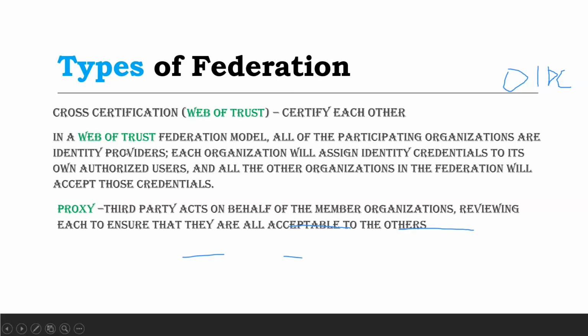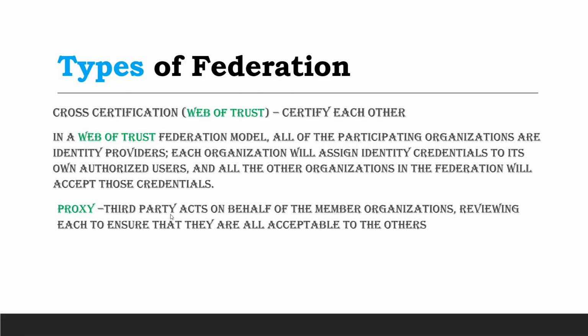So I maintain my user accounts, you maintain your user accounts. But if my user wants access to your application, you trust my token. If your user wants to access my application, I will trust your users, your tokens. So all the organizations can work as the identity provider, and each organization will assign identity credentials to its own users, and the other side will accept the credential or the token generated by the other identity provider. Getting my point? So in the web of trust or cross certification, we certify each other and we trust the token generated by the other identity provider.